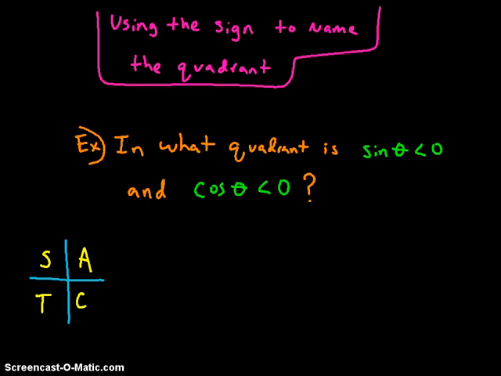Title this note, using the sign to name the quadrant. And the first example is, in what quadrant is sine of theta less than 0, and cosine of theta also less than 0?